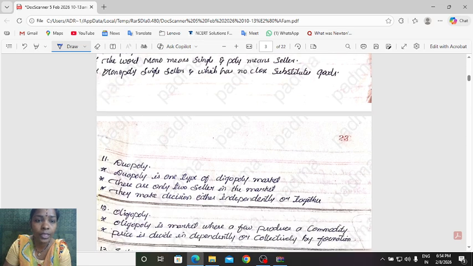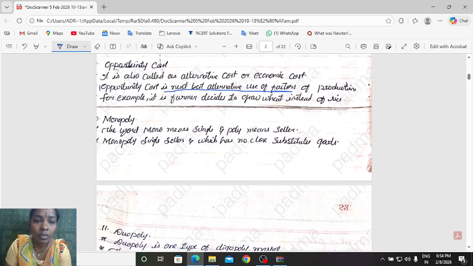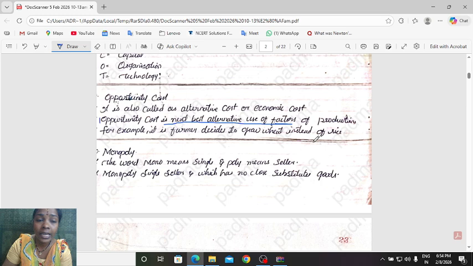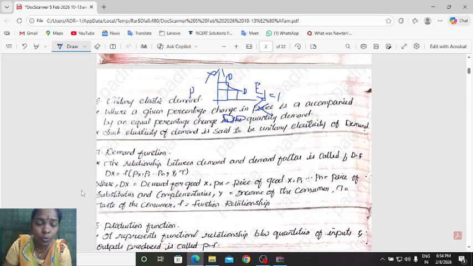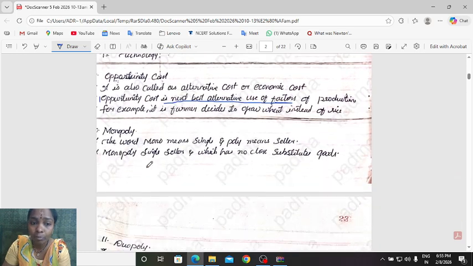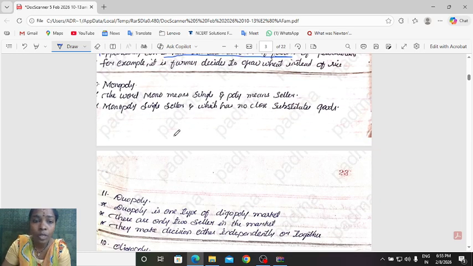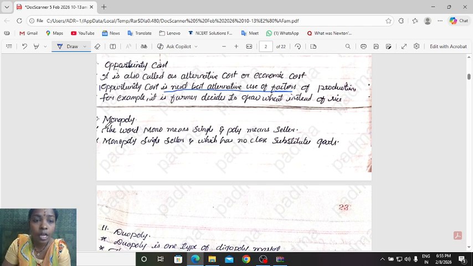Next one is monopoly. What is monopoly? The word mono means single and poly means seller. Monopoly is a single seller which has no close substitute. I told you that substitute means that instead of this, something else is available in the market. But in a monopoly there is no close substitute. It means if they are producing X commodity, there is no alternative for the X commodity. Understood? Mono means single, poly means seller. Monopoly is a single seller which has no close substitutes.